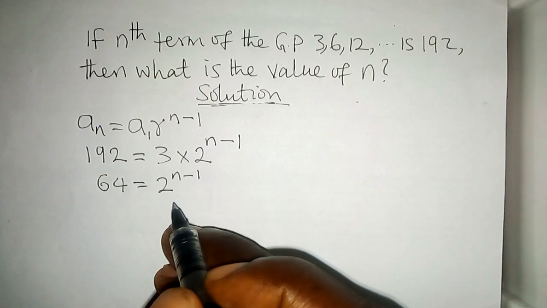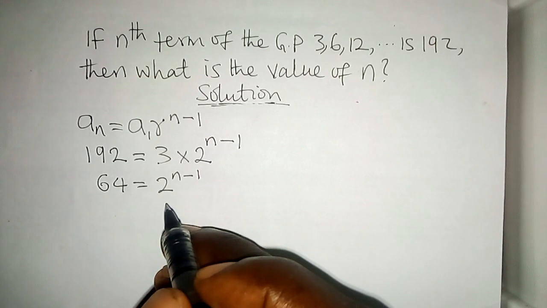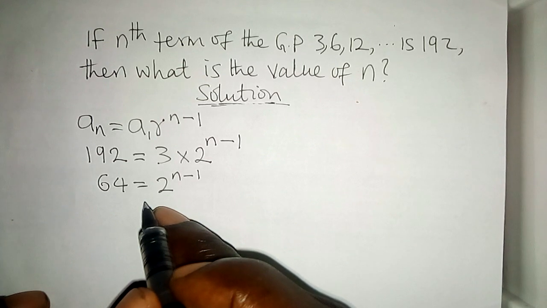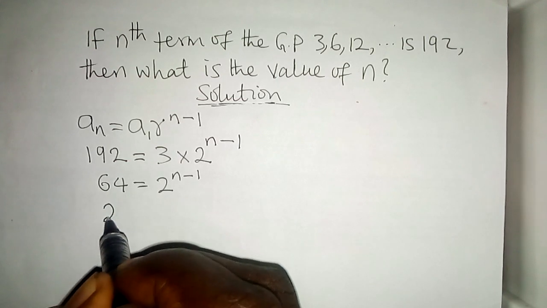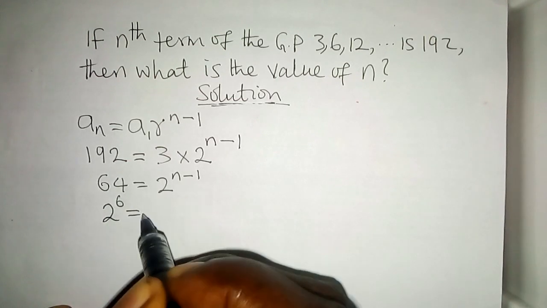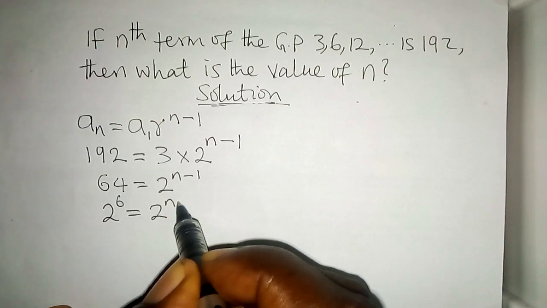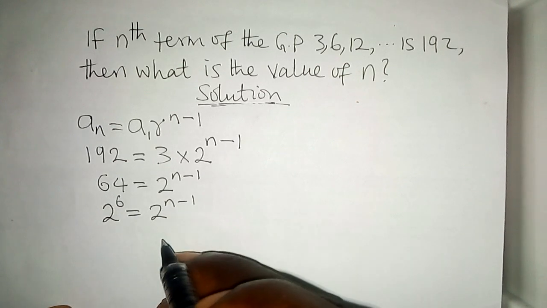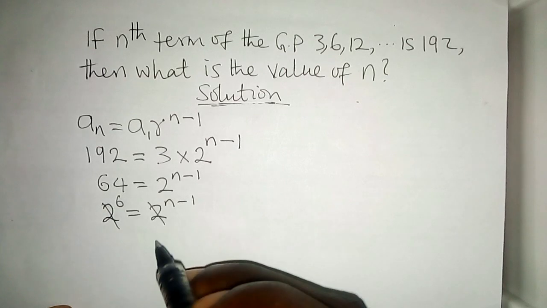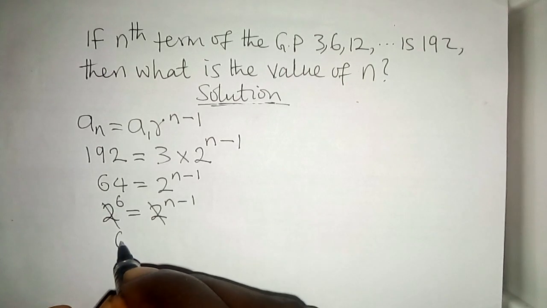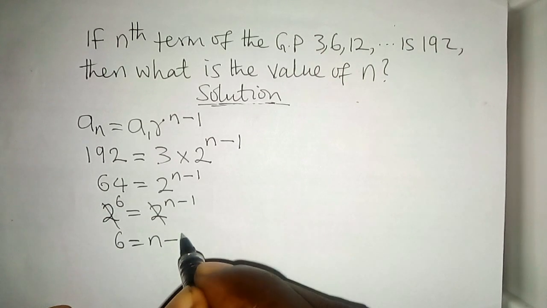Alright, so what we need to do now is make the bases the same. We know that if we write 2 raised to the power of 6, it will give us 64. So we simply write it in index form: 2 raised to the power of 6 equals 2 raised to the power of n minus 1. Since the bases are the same, we can easily cancel out the base. So we are left with 6 equals n minus 1.